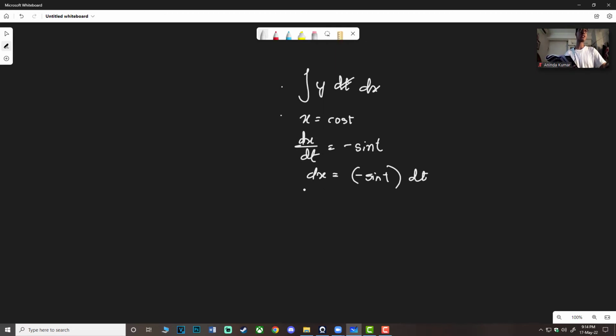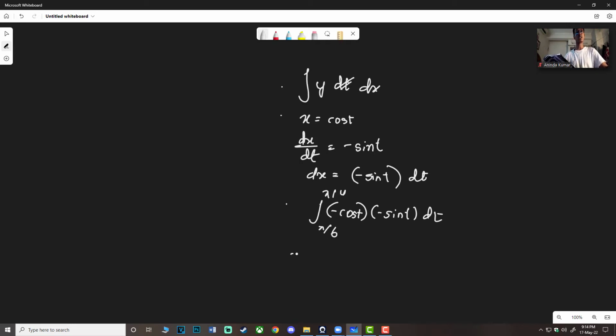Now, the reason for finding this dx is that we have to integrate in terms of t, because y is in terms of t. So we substitute this expression in place of dx. So the integration becomes y, and our question says y is minus cos t, and dx turns out to be minus sin t dt. And the limits are pi by 6 to pi by 4.